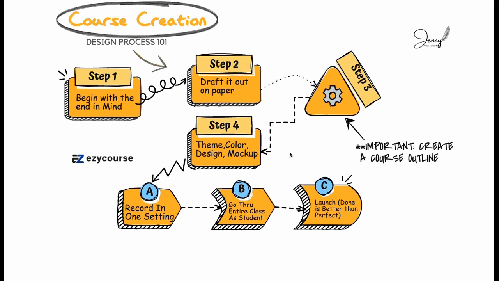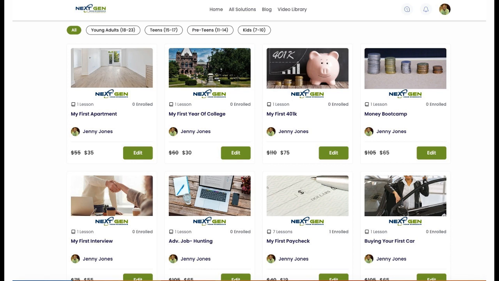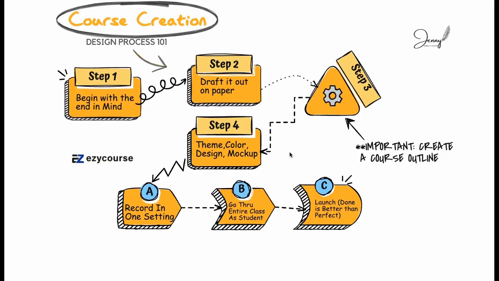Step number 4 is the theme, the color, the design, the mock-up. The reason why I say the mock-up is because once you've decided on what learning management system you're going to use, again, I'm going to err on the side of easy course because it's easy to put courses together. And this is how I did mine in easy courses.